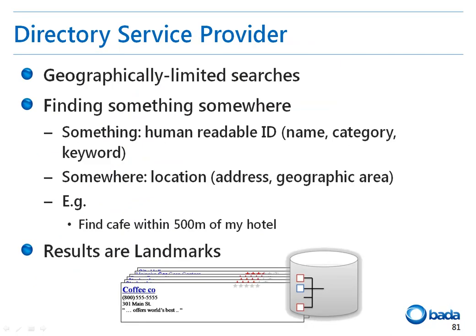Next, I'll explain the directory service. The directory service finds landmarks including human-readable IDs, name, categories, keywords, and location information, such as the address or geographic area. For example, this function can be used to find a cafe within 500 meters from the current hotel. Now, let's take a look at the actual procedures to find that coffee shop.